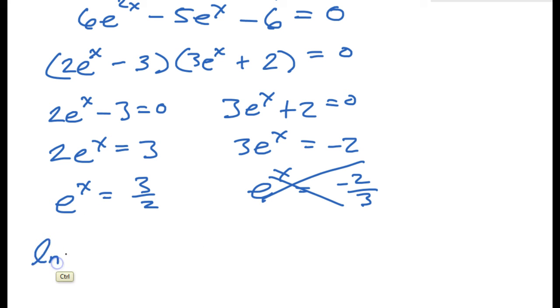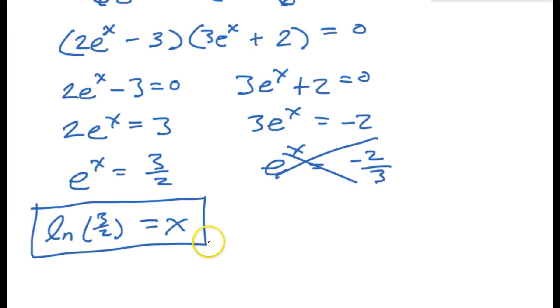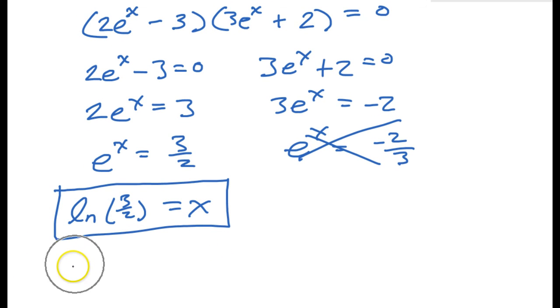So in log form, this will be natural log of 3 over 2 is equal to x. This will be the answer if you don't have a scientific calculator. All right, that's what you would put. If you do have a scientific calculator, can somebody give me the decimal version? 0.4055.